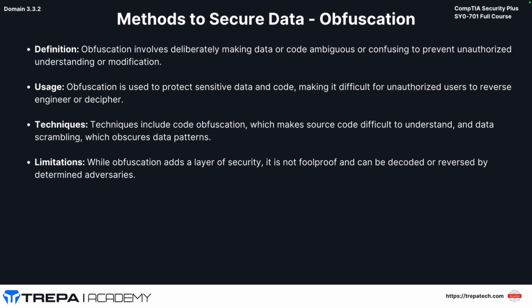Obfuscation. This involves deliberately making data or code ambiguous or confusing to prevent unauthorized, not access, but understanding. We just make it so it can't be understood. Not that it's not readable like ciphertext, it's just not understood.